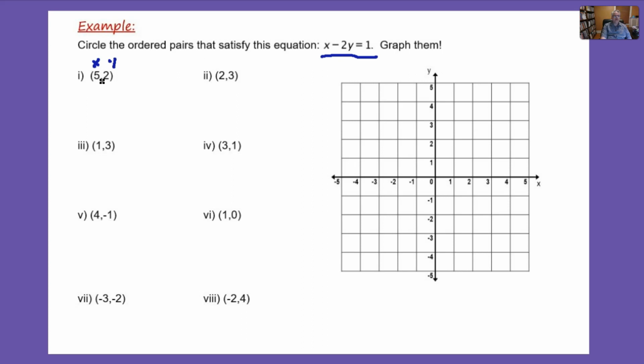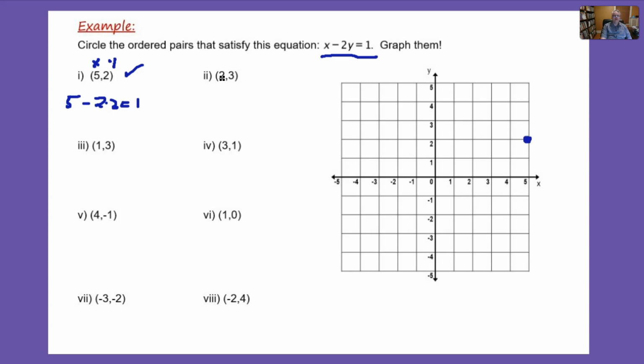Okay, so for this first one, we put 5 in for x, so we'd have 5 minus 2 times 2. 5 minus 2 times 2 equals 1, which is what the equation says it should be. So this point works, and we're going to graph it. 5, 2 would be right there.